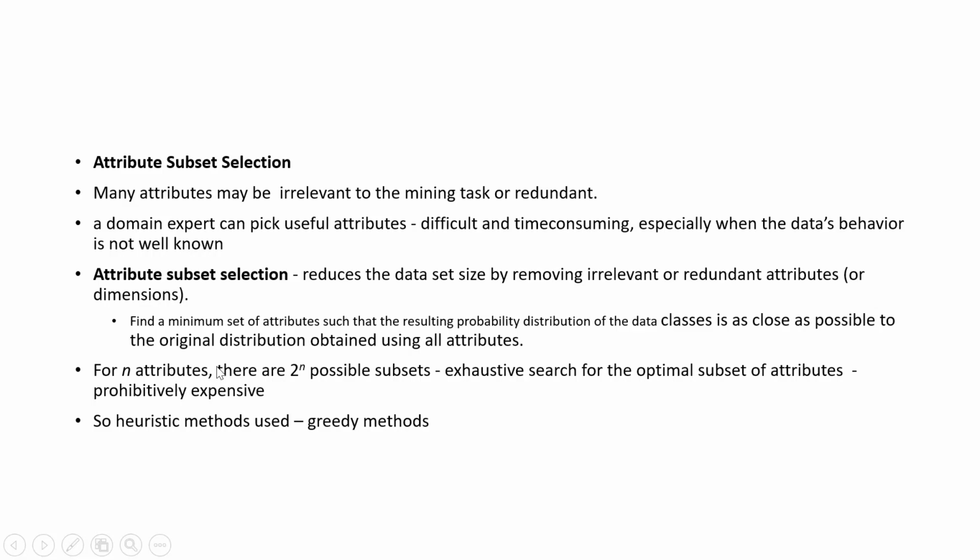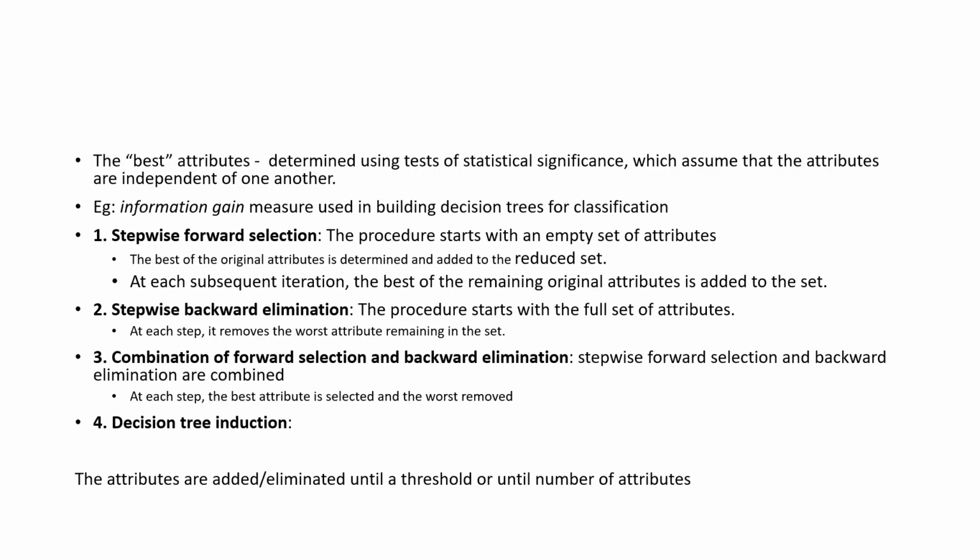One of the methods is to go for an exhaustive search. That is, if you have n attributes in the beginning, you go through all the possible 2 raised to n subsets and find out which one is the optimal one using some method. But that is prohibitively expensive, and that is why we go for heuristic based methods. One of the heuristic based methods is the greedy method, which means you find the first attribute which is relevant and keep adding attributes. That is the method generally followed.